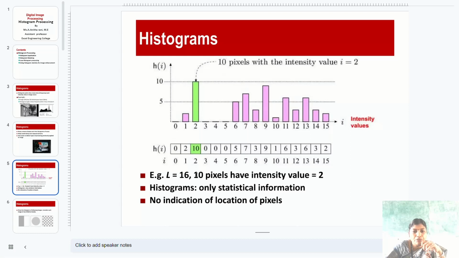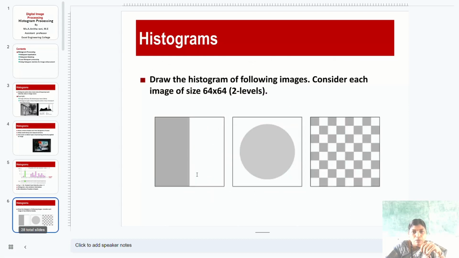So there is no indication of localization of pixels. Especially, the highest level of pixels will be taken into account. So 10 pixels will be marked as the value of 2. L is equal to 16, and 10 pixels have intensity value equal to 2. This is a diagrammatic representation of a histogram, for an image of 64 by 64.